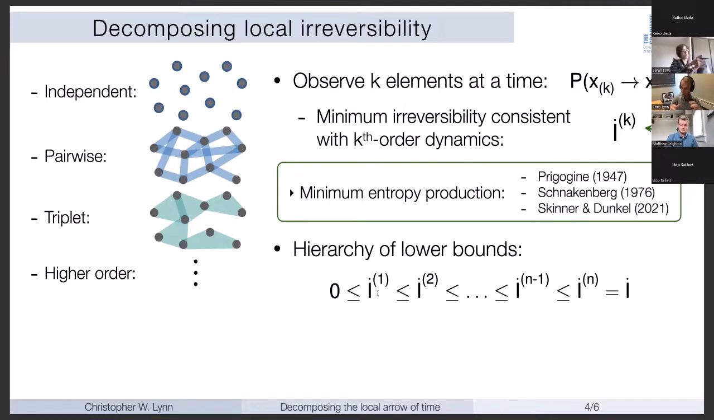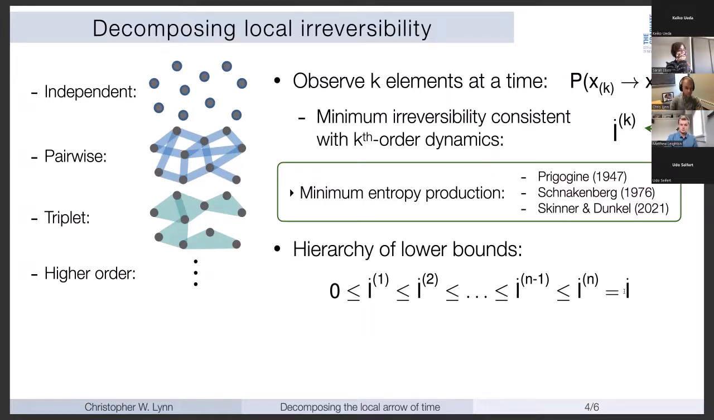Now, let's assume that we include some very simple information about the system, the information about individual elements. Then we get a slightly higher lower bound. You could include information about pairs of elements, you get an even higher lower bound, and so on and so forth, until if you include information about the entire system, so you have a full description of the system, then you obviously just recover the full irreversibility of the system.